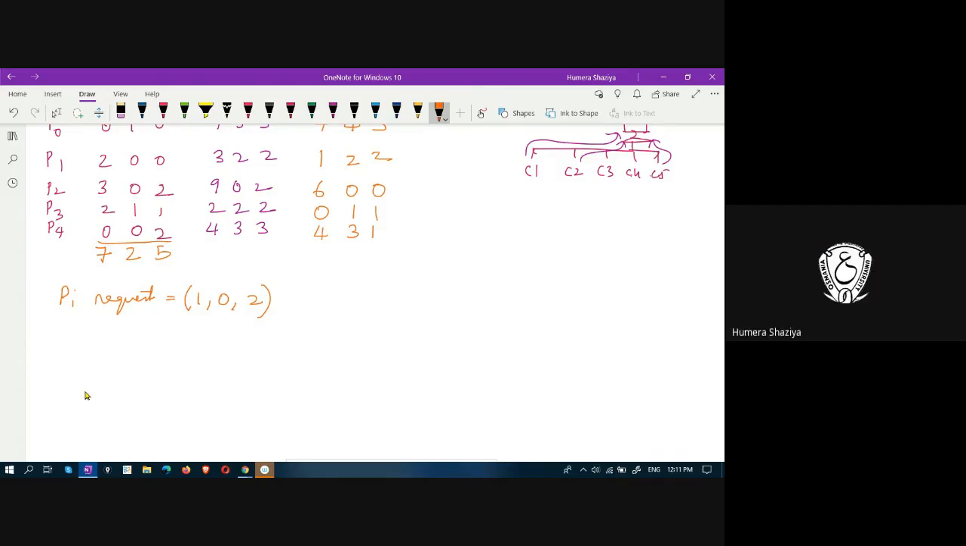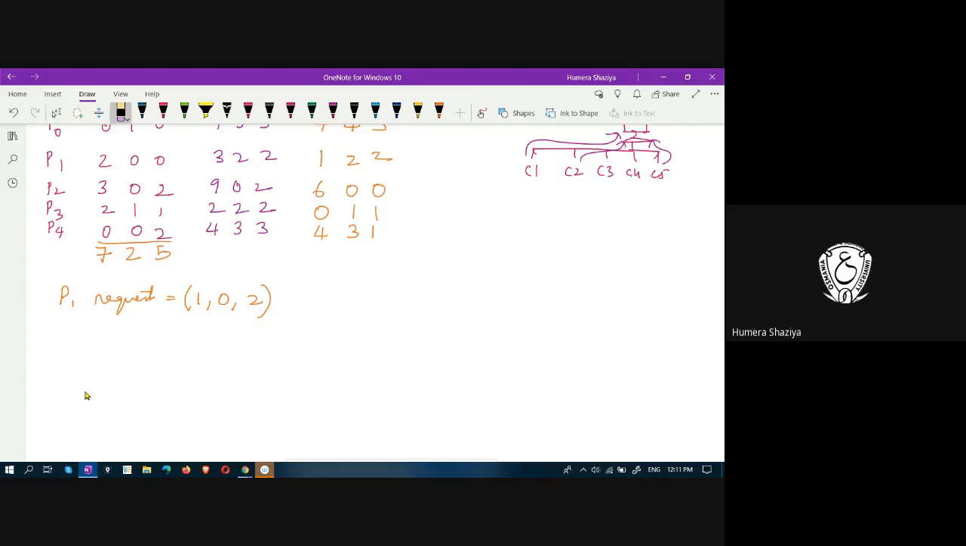This is the P1 need, P1. You know we have processes P0, P1, P2, P3, P4. So now P1 is requesting 1 0 2. Whenever a process requests resources, what happens? Essentially, the resource request algorithm is executed. There are 3 steps in the resource request algorithm. What are the 3 steps?